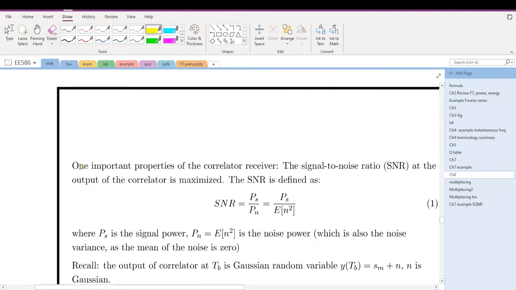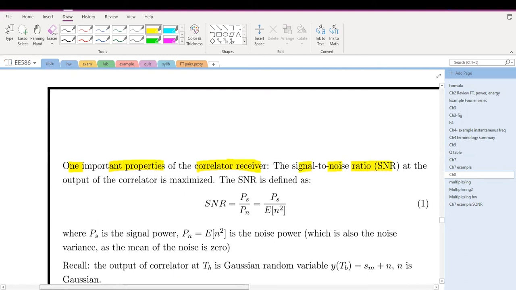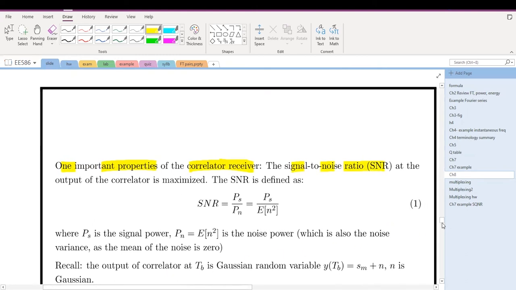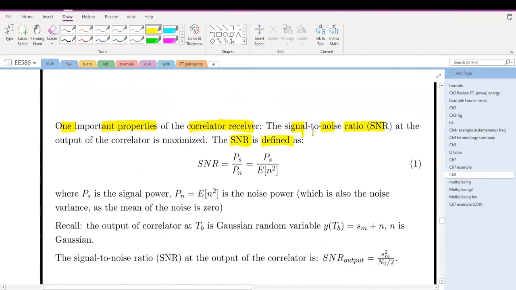Now let's look at one important property of the correlator receiver, the signal-to-noise ratio. Signal-to-noise ratio is a very important factor in communication systems. Signal-to-noise ratio, by the name, is defined as the ratio of the power of the signal and the power of the noise. So Ps is the signal power, Pn is the noise power. Noise power is the expectation of n squared because of the zero mean in the noise.